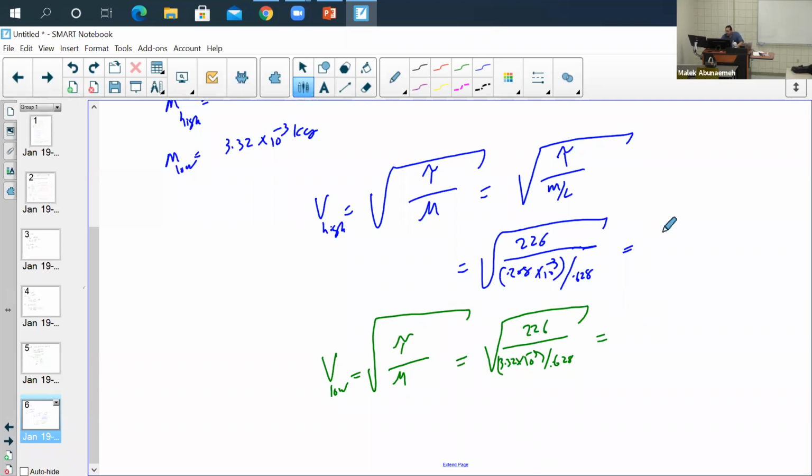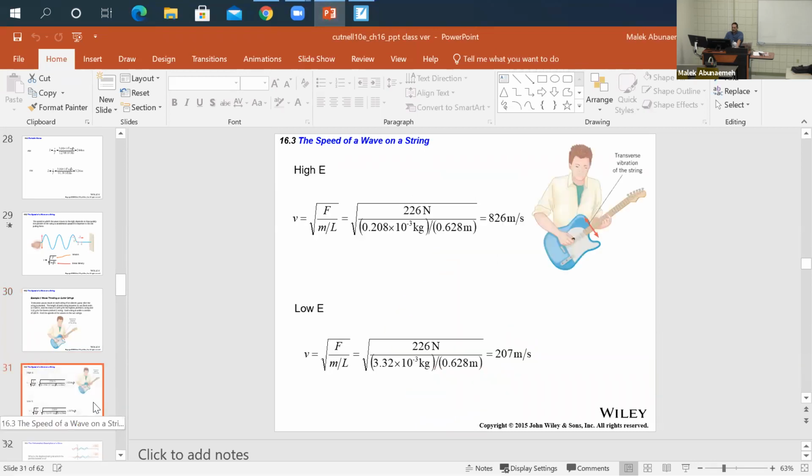So we got almost 826 meters per second for the first one, and 207 meters per second for the second one. Perfect.